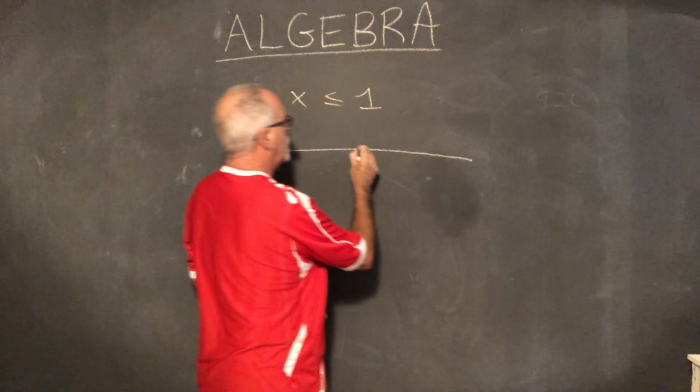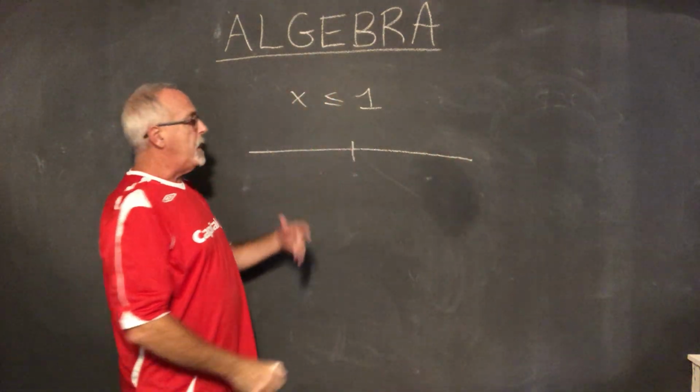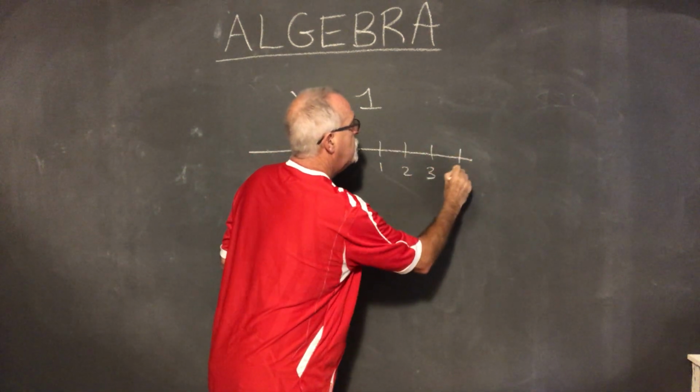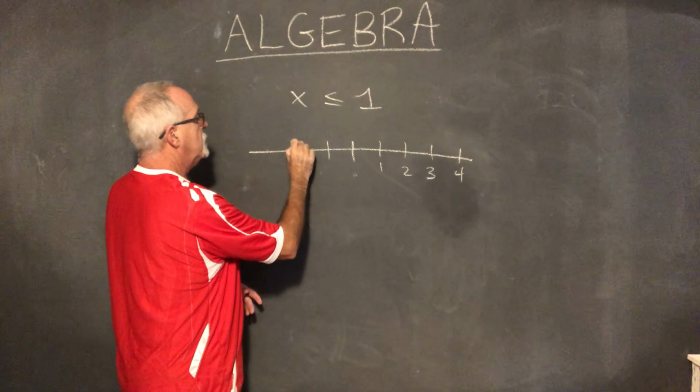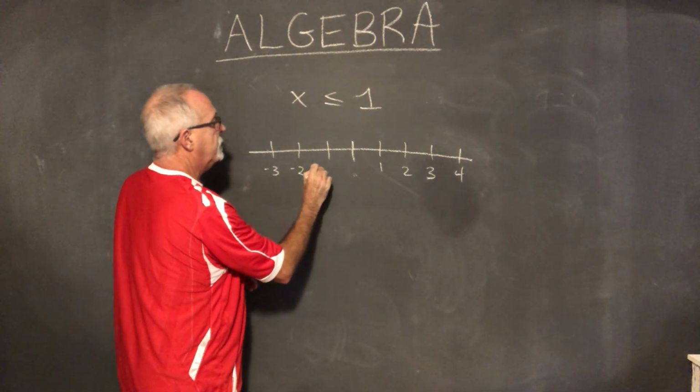Well, for this number line, I don't have to show very many numbers at all because it involves the 1. So I'm just going to show 1, 2, 3. Well, there's room for a 4, so I'll show it. -1, -2, -3. I won't even show the -4. There wasn't really enough room for it.